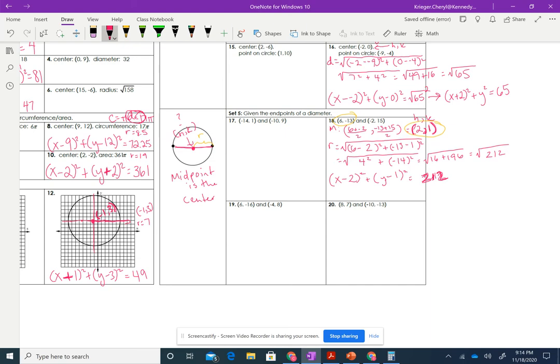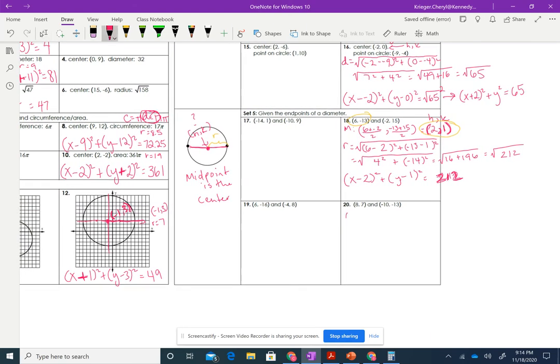Number 20, the midpoint is the average of my x's, 8 plus negative 10 divided by 2, and the average of my y's, 7 plus negative 13 divided by 2. 8 minus 10 is negative 2, divided by 2 is negative 1. 7 minus 13 is negative 6, divided by 2 is negative 3. And so that is the center, my h, k.